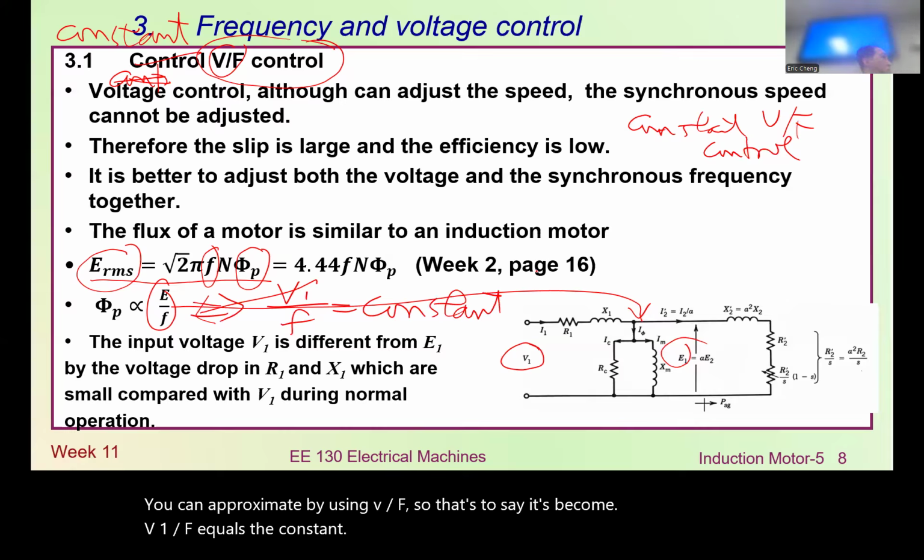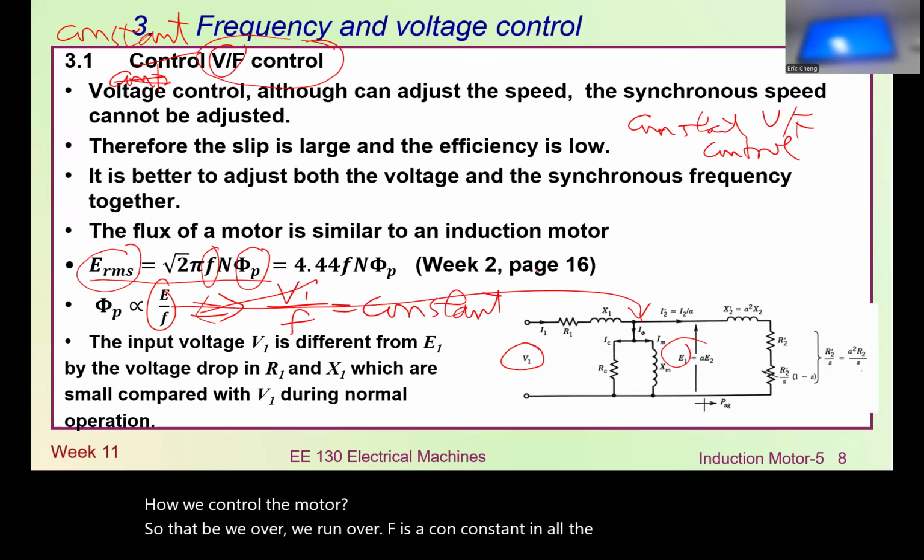To develop the control method, how we control the motor, V1 over F is a constant in order to control. So that's simple enough.